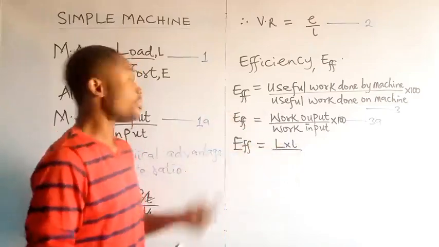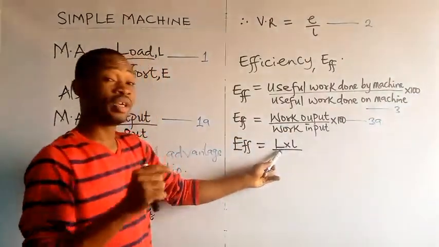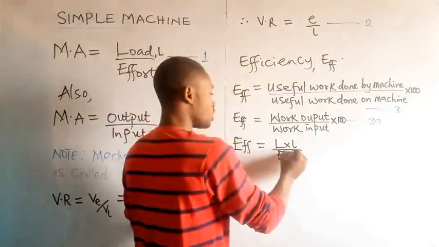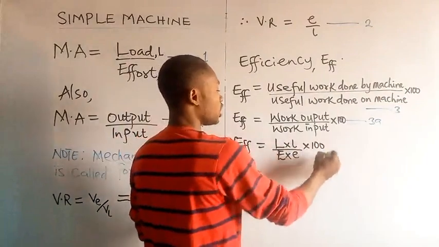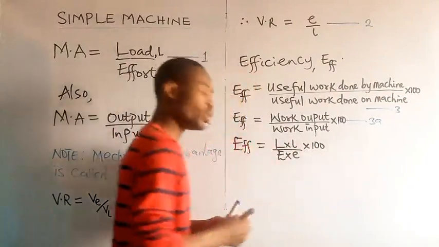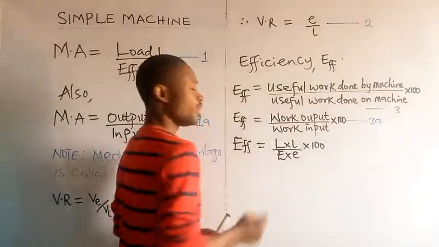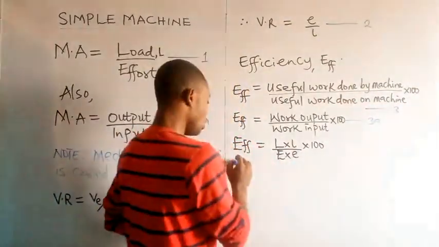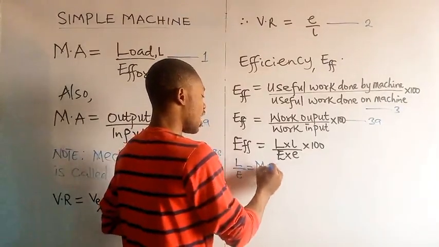So the effort of that person, and you know that this effort is force also. So the denominator, work input, is going to be effort times distance moved by effort, and then we're going to multiply this by 100. So looking at this, take note of something very important. This load over effort is mechanical advantage. Let me indicate: load divided by effort is equal to mechanical advantage.